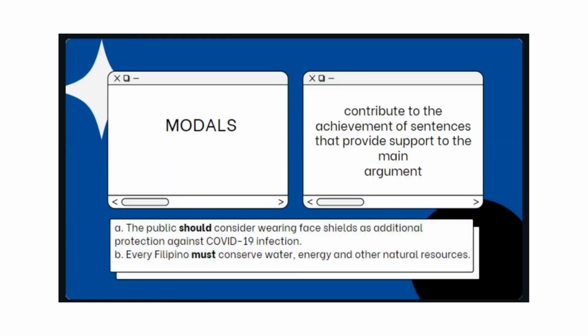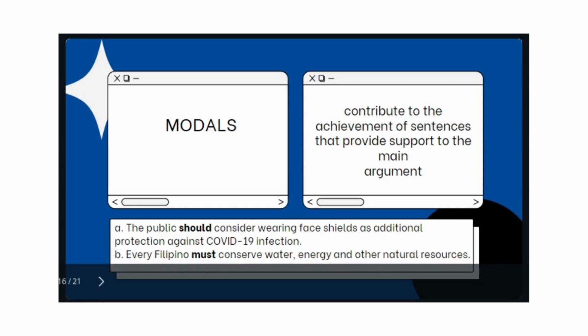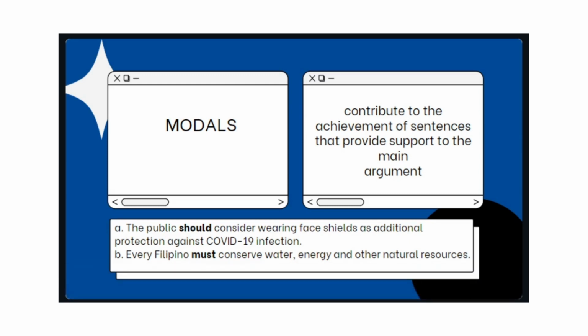The first one is modals. So the use of modal verbs like should and must to express suggestion and obligation, respectively, contributes to the achievement of sentences that provide support to the main argument. So example, the public should consider wearing face shields as additional protection against COVID-19 infection. And then the other example, every Filipino must conserve water, energy, and other natural resources. So that falls under modals.